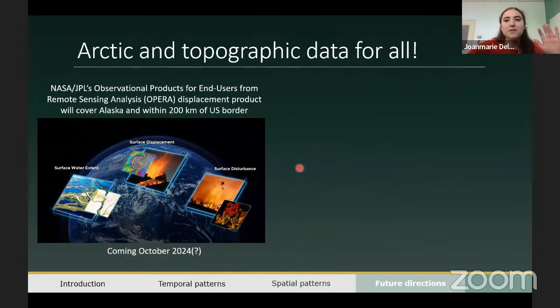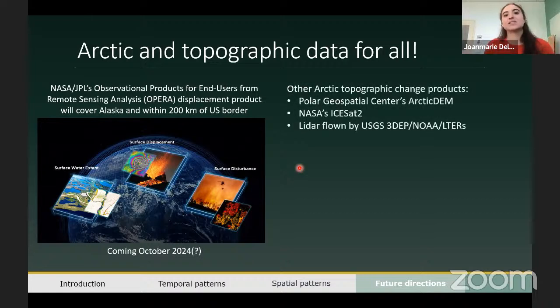So that's my story. Looking to the future, you might be following some of the satellite products that might be coming available. NASA and JPL are going to put out this new OPERA product that will have an end user displacement product. This will cover the continental US as well as Alaska and within 200 kilometers of that Alaskan border. So potentially we'll all be able to use some of this displacement data to track permafrost landscapes.